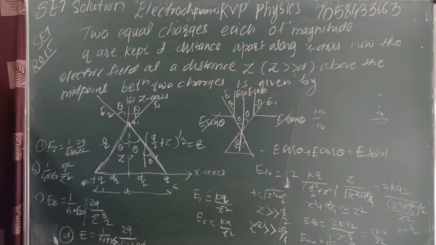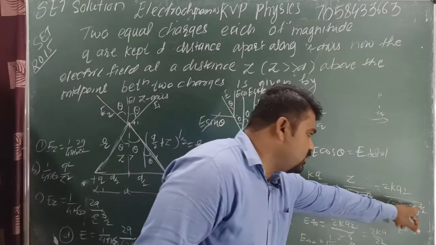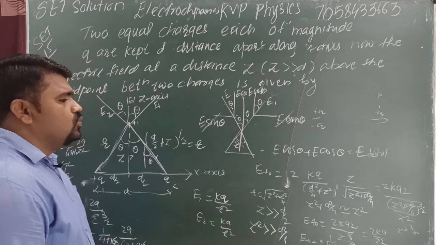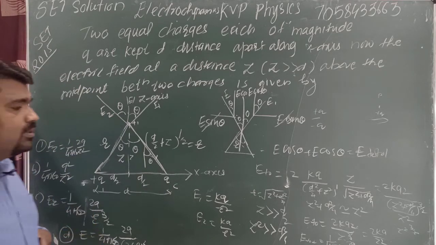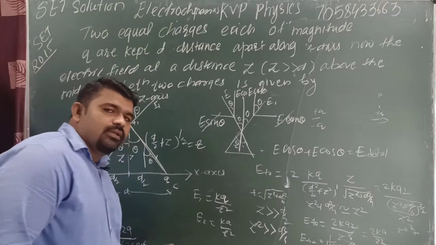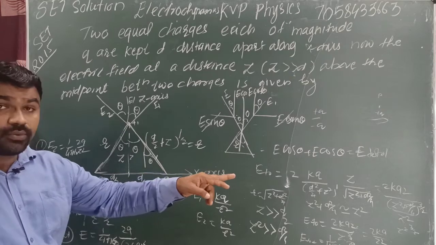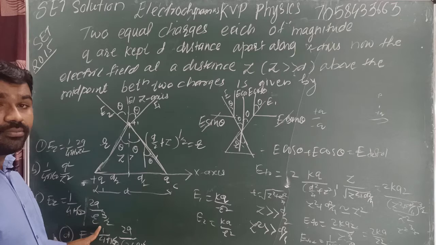Which of the following options is correct? Here, first option: E is equal to 1 by 4 pi epsilon naught, 2q upon r to the power 3 by 2, (Z square plus d square) bracket to the power 3 by 2. Here we are getting r to the power 3 by 2, no problem. But what is the value of r? R is equal to under root (d by 2) bracket square plus z square. We can substitute the r square value, then we are getting r cube, not r to the power 3 by 2. Hence this option is not correct.